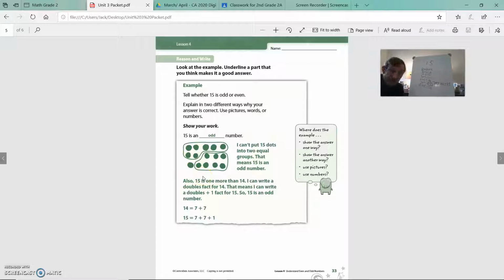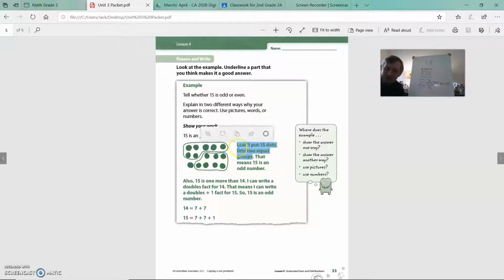And then to let me know that that is what he did, he wrote a little sentence. I can't put 15 dots into 2 equal groups. That means 15 is an odd number. I really like that answer. So we could underline that because it says underline a part that makes you think it is a good answer. I would probably underline, I can't put 15 into 2 equal groups. Because that's really the definition of an odd number.